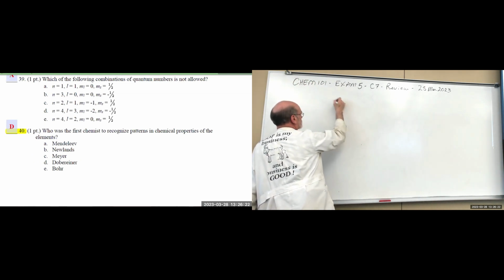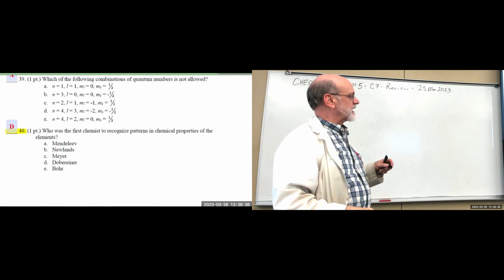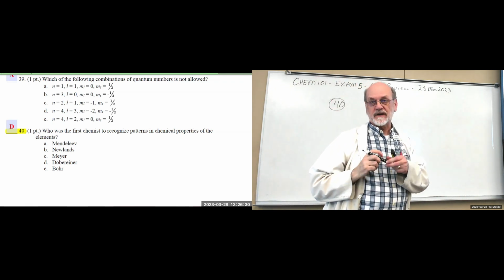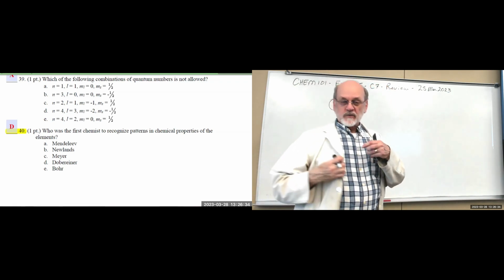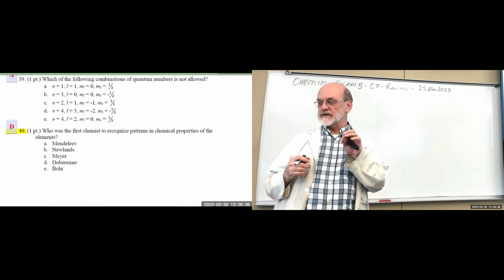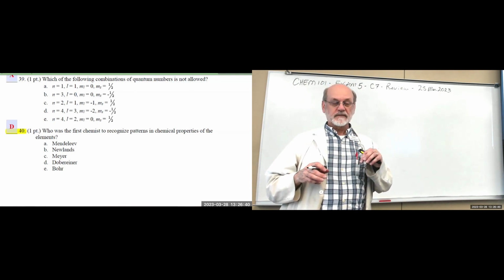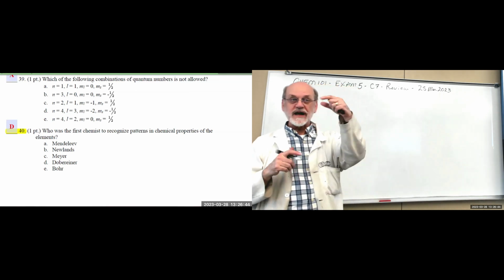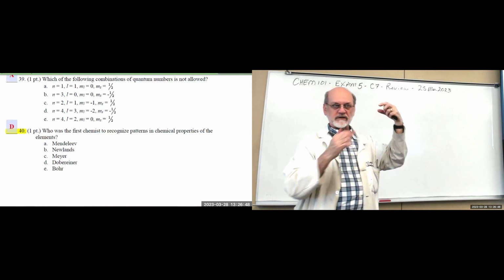This looks like a memorization question. Who was the first chemist to recognize patterns in chemical properties of elements? The temptation here is to say Mendeleev, but he was not the first. The first one was, remember the one with the triads? Dobereiner. Dobereiner recognized the triads, the 3 elements that have similar properties. He grouped them in triads.